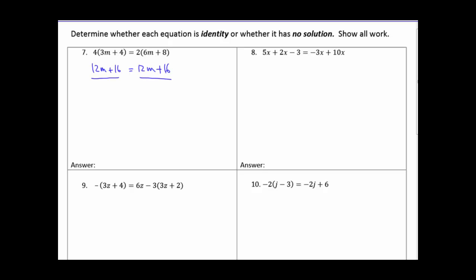If we actually carry this through and solve it, if I subtract 12m on both sides, and then subtract 16 on both sides, we end up getting 0 is equal to 0, which is also true. So this is an identity. Another way we can look at this is if it's an identity, no matter what number we plug in there, we should get the same answer. So this is all real numbers for a solution.